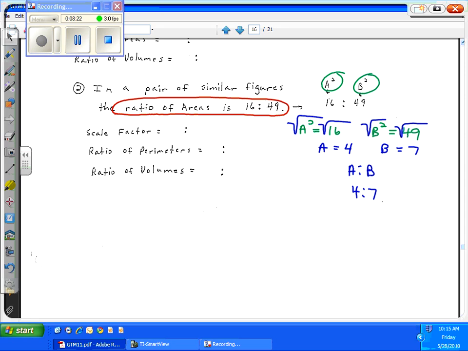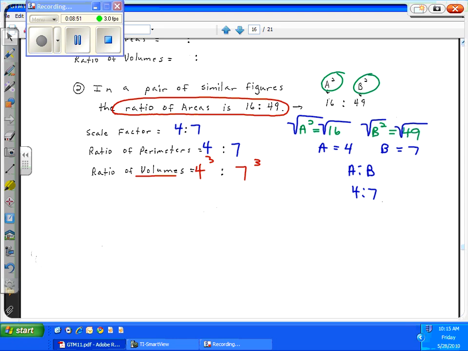So in a pair of similar figures, if the ratio of the areas is 16 to 49, then the scale factor is 4 to 7. The ratio of perimeters is the same, 4 to 7. The ratio of the volumes is 4 cubed to 7 cubed, because volume is 3 dimensions.